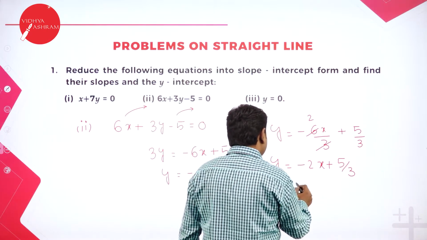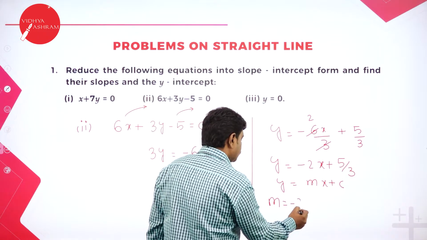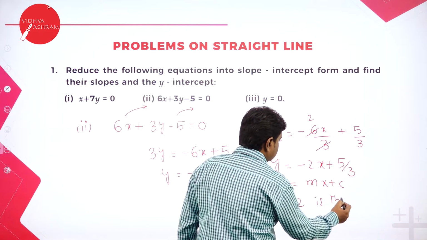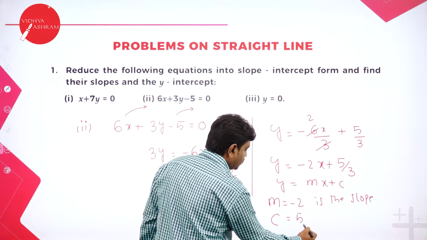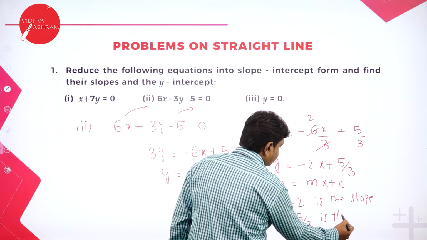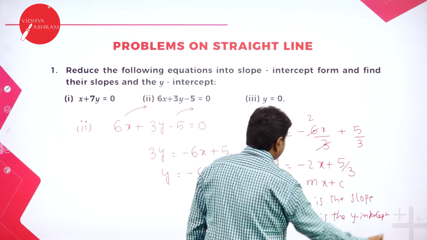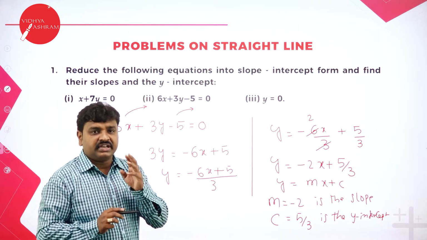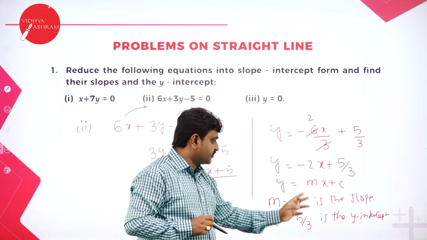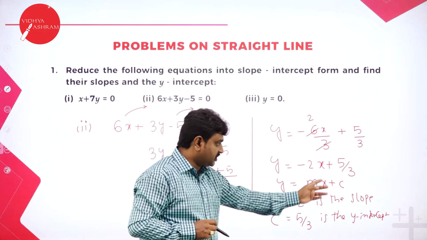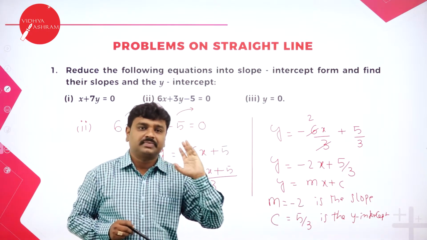Compare it. So y is equal to mx plus c. Now in the place of m we have minus 2, which is the slope, and in the place of c we have 5 by 3. 5 by 3 is the y-intercept. I hope all of you understood this. First rearrange the line in the form y is equal to mx plus c, and by method of comparison you will get m. In the place of m we have minus 2, that is the slope. In the place of c we have 5 by 3, that is the y-intercept. So now we got the slope and y-intercept.